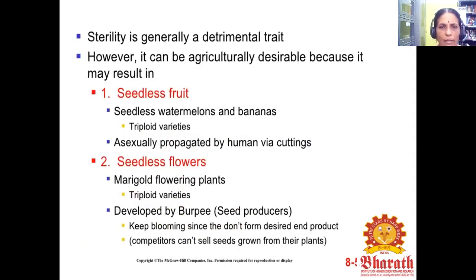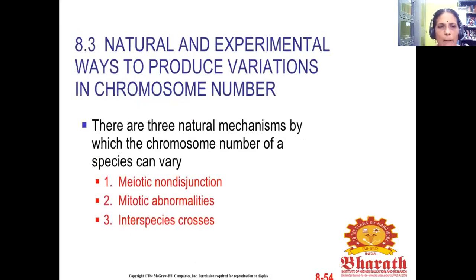However, it can be agriculturally desirable because it may result in, first, seedless fruit. Seedless watermelon and bananas are examples of triploid varieties. Second, the plants can be asexually propagated by humans via cuttings. And third, a seedless flower, as in the case of marigold, developed by seed producers that keep blooming since they don't form the end product. So competitors cannot sell seeds grown from their plants.